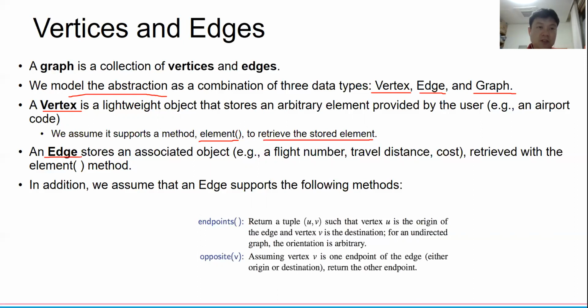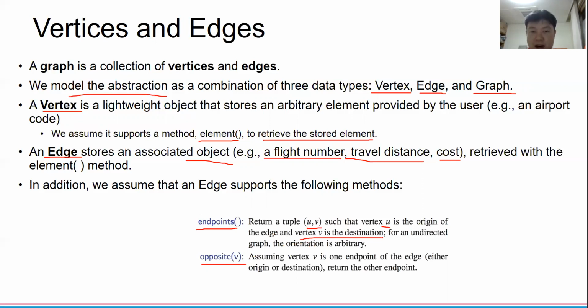The edge is something which is associated with an object. So it means we have a flight number or the travel distance or cost, and it will also be retrieved from the perspective of the element. In addition, we assume that edge supports the following methods: endpoints and opposite. So what does it mean? The endpoints are a tuple u and v such that the vertex u is the origin of the edge and the vertex v is the destination.